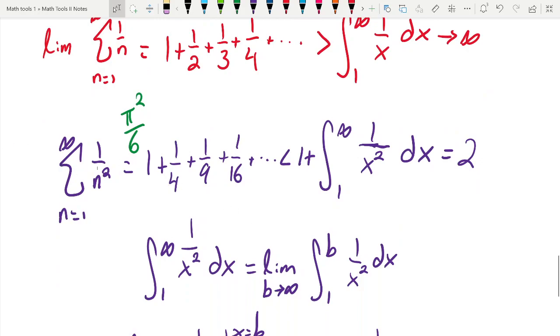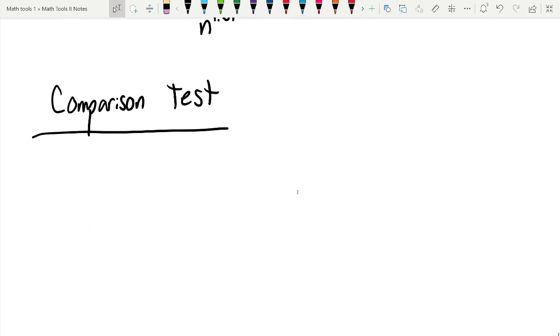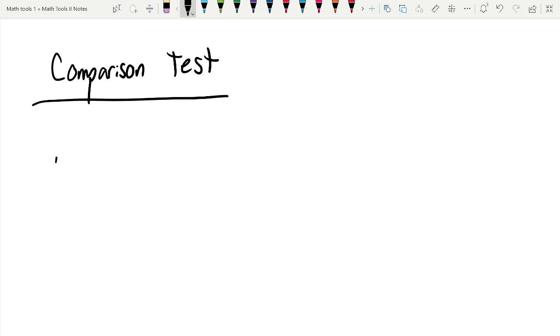So we want to take this idea further and expand it into its own test called the comparison test. And in this case, we were comparing it to an integral. But what we want to do is compare a series to a different series. So we'll start with an example here. Okay, let's consider the series of 1 over n squared plus 1.